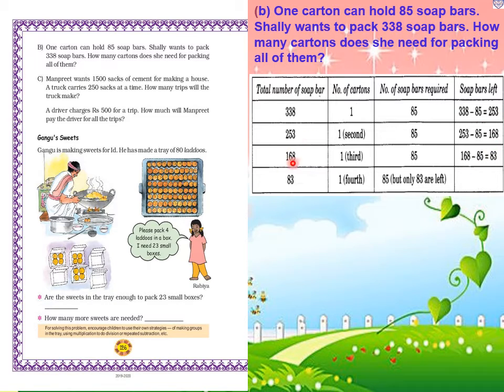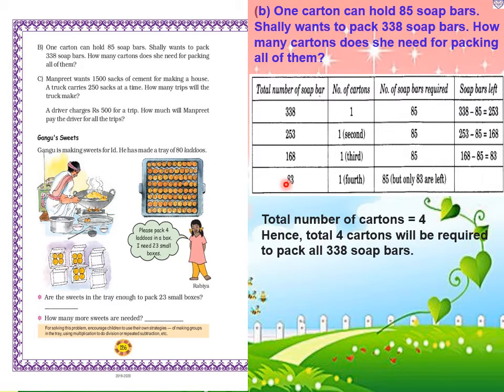Now how many soap bars are left? 168. Now we took the third carton. In that also we will keep the same 85 soap bars. So 168 minus 85 we will get 83. Now how many soap bars are left? 83. Now the fourth we took, but in one carton we can keep 85. But 83 are only left, so we will keep the 83 soap bars. So how many cartons are required for 338 soap bars? So total number of cartons equal to 4, and total 4 cartons will be required to pack all 338 soap bars.